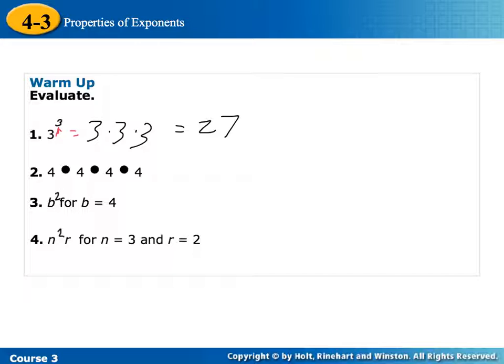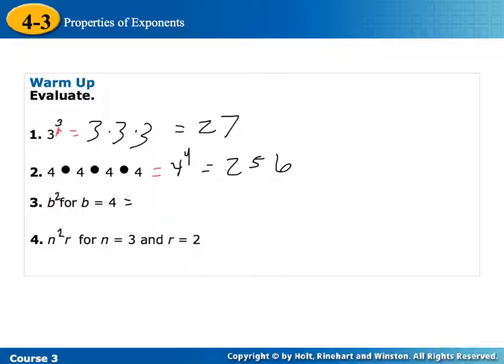Next, 4 times 4 times 4 times 4. Another way to say this, to go backwards from number 1, would be 4 to the fourth. When I take 4 times 4 times 4 times 4, I get an answer of 256. Just moving right down the line, 4 times 4, then multiply that answer by 4, then multiply that answer by 4 one more time.